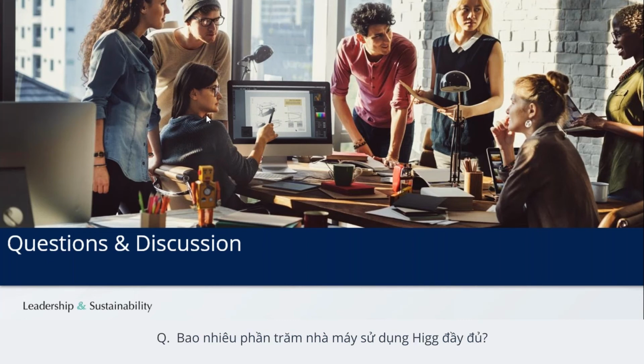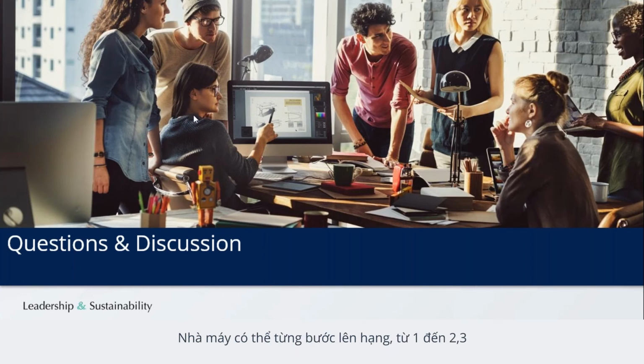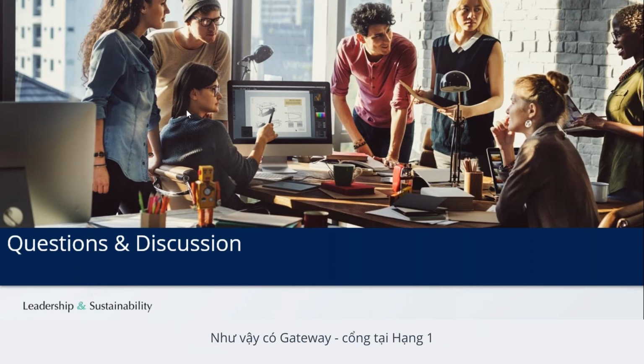And then I have one question here as well. What % of factories are using Higg to its full extent? Could you please just explain perhaps what you mean by that? You mean using it at all levels? So it has been possible for the factories to move up to levels 2 and 3. And as you know, just as a comment, if you don't reach level 1, if you don't respond yes or partly yes to all questions at level 1, it will not be possible for you to move up to levels 2 and 3, section by section. So there is a gateway there.